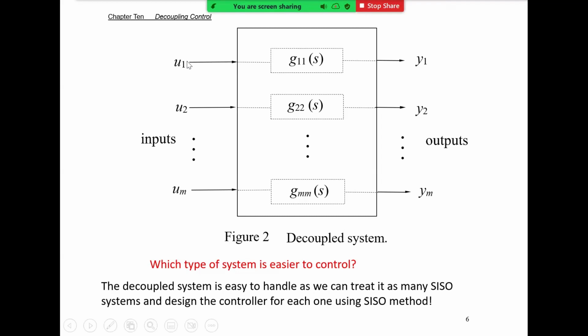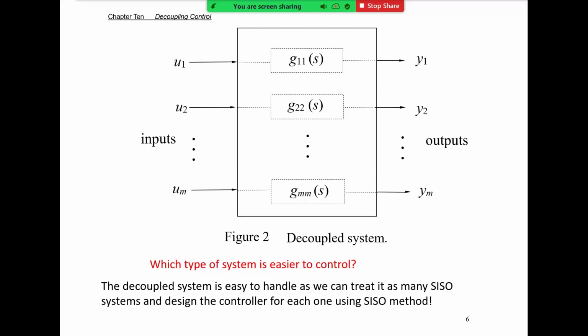Because that input will affect the first output, you don't have to change other things. Instead, for a decoupled system, right? For a coupled system, if you want to change the one output, you probably have to change all the inputs, right?